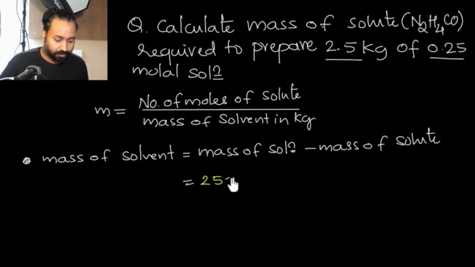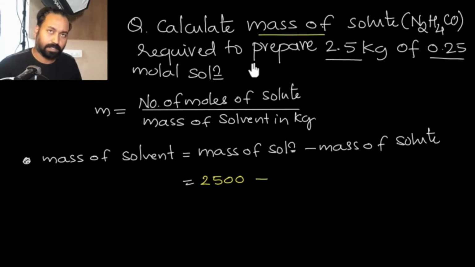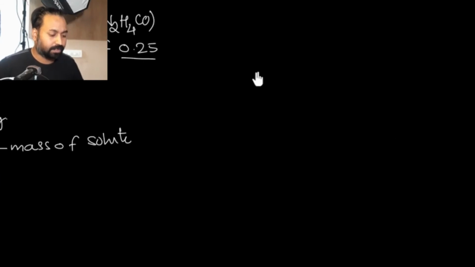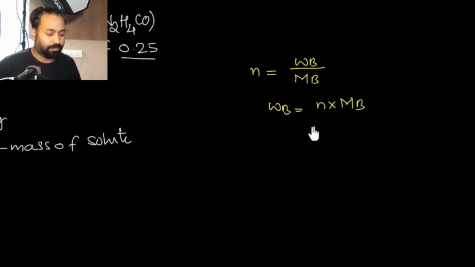I will write 2500 grams instead of writing kg, minus the mass of the solute, which we don't know, right? Here also we have to calculate the mass of solute, but we can keep it as n into the mass of the urea. So let me take one simple explanation here. You know that the number of moles can be calculated by the given weight. Let WB be the given weight of the solute divided by the molecular weight of the solute MB. And here we have WB equals n into the molecular mass of the urea, the solute.